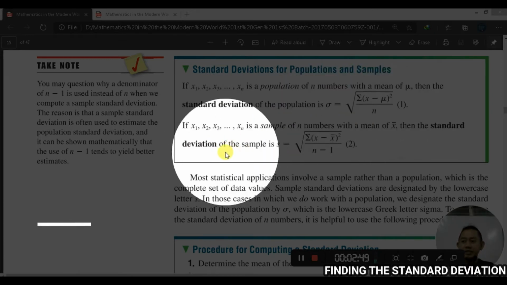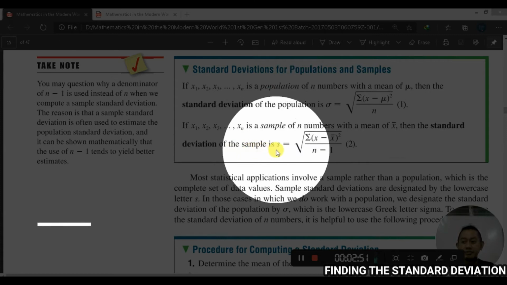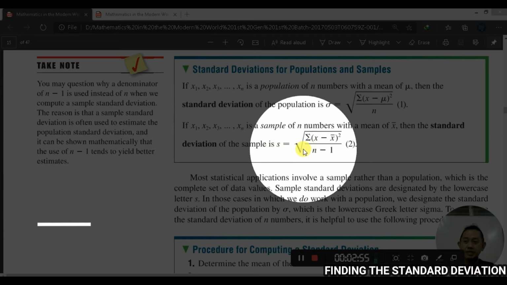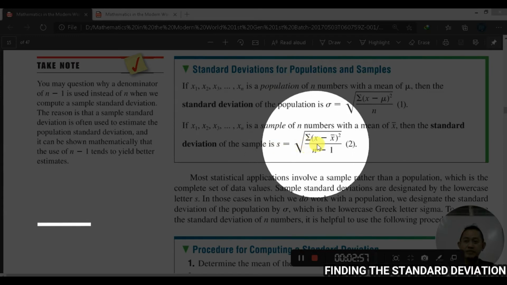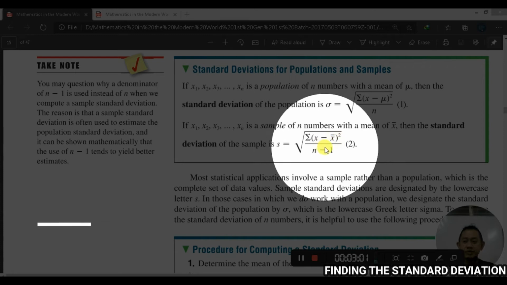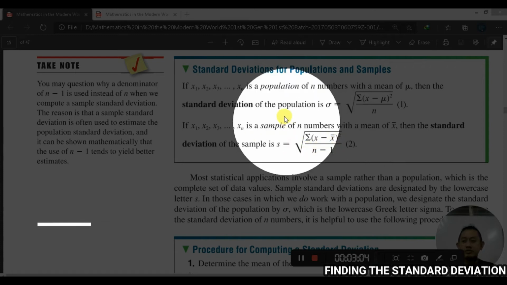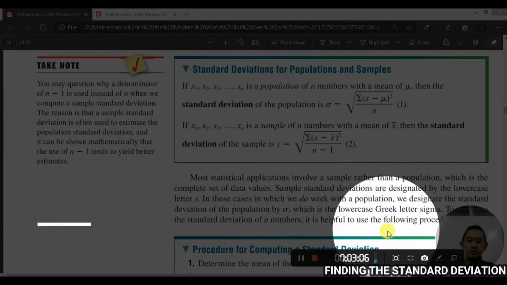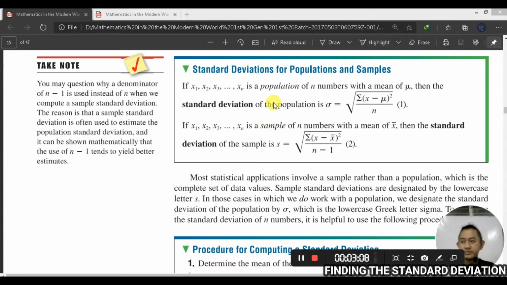And then we have the deviation of a sample is the second formula, small letter s, and then we have square root of summation of x minus x bar or x minus mean raised to 2 divided by n minus 1. So, duha ka formula na gamitonon there is a standard deviation.